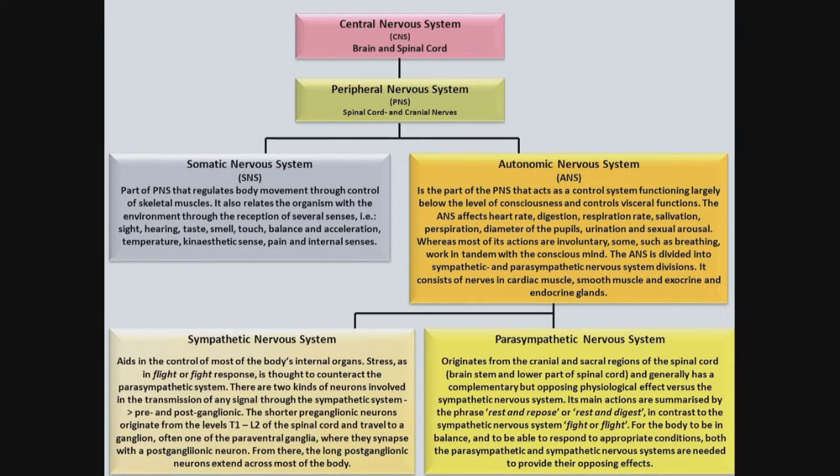For the body to be in balance and to be able to respond to appropriate conditions, both the parasympathetic and sympathetic nervous systems are needed to provide their opposing effects.